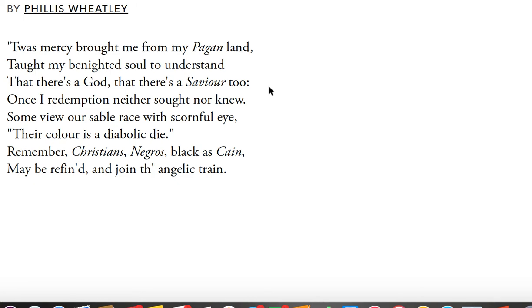And she says, "Taught my benighted soul to understand that there's a God, and there's a Savior too." And these are allusions, of course, to biblical God and Jesus. It says, "Once I redemption neither sought nor knew." So listen to those sort of round sounds that are happening there. Neither sought nor knew. We have sort of this internal rhyme that's happening. And she says, "Some view our sable race with scornful eye. Their colour is a diabolic die."